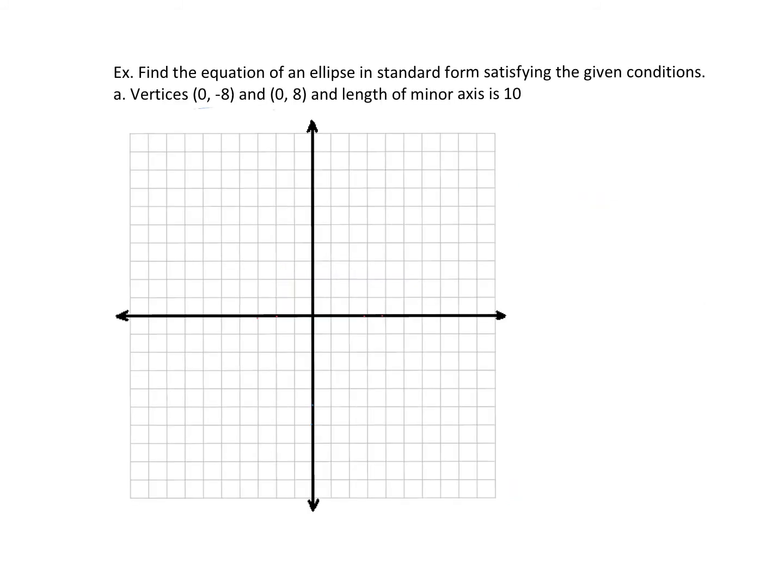Okay, let's see if we can go from the graph of an ellipse and find its standard form. So to start, we'll write down our vertices, (0, negative 8) and (0, 8). And because we've gone 8 in each direction, the center of this is at (0, 0). Since the minor axis has length 10, we'll go 5 in each direction. And then we'll sketch our ellipse to the best of our ability.